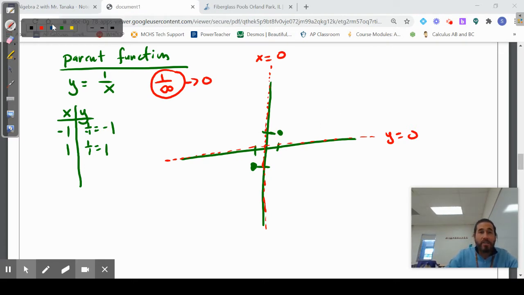Now, believe it or not, I can draw a graph. Why? Because a graph goes to the asymptotes. It's going to get closer and closer to them, but it's never going to cross them.